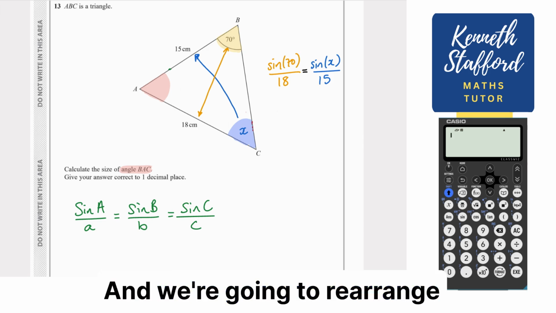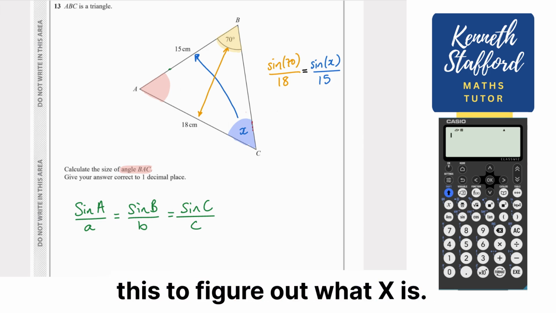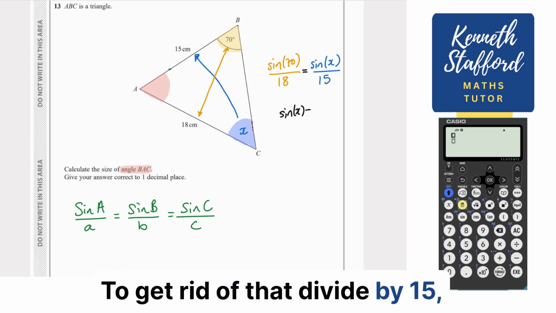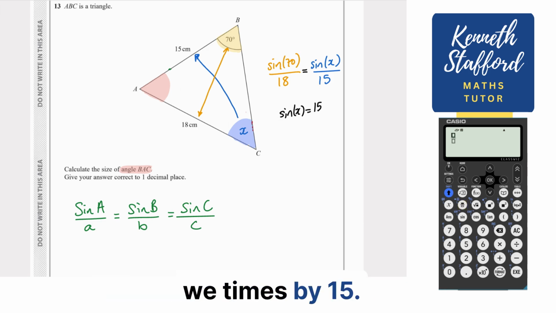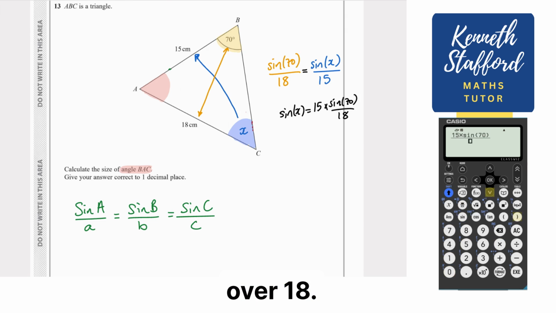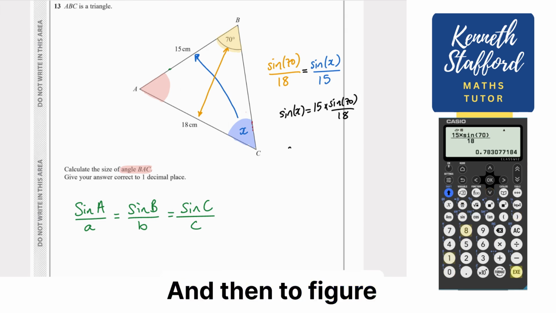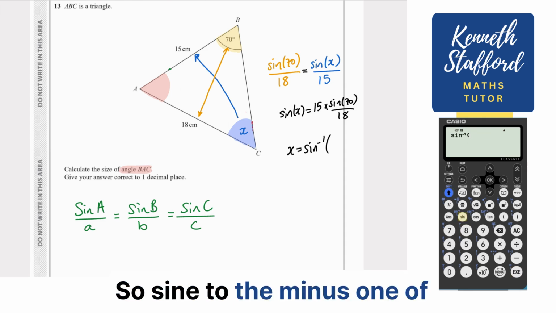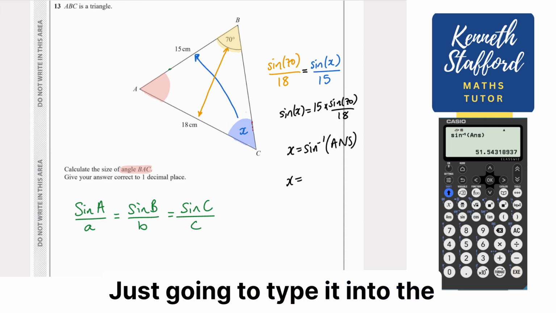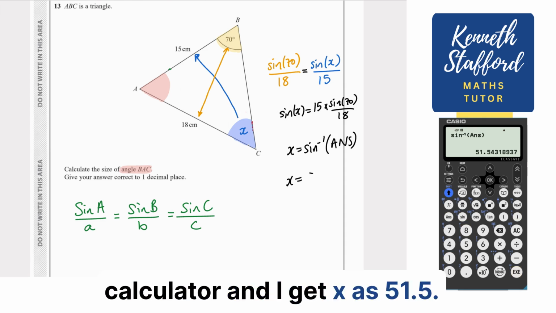And we're going to rearrange this to figure out what x is. So we can say the sine of x, to get rid of that divide by 15, we times by 15. So 15 times sine 70 over 18. And then to figure out what x is, we need to use the inverse function. So the sine to the minus 1 of whatever that answer is. I'm just going to type it into the calculator, and I get x as 51.5.